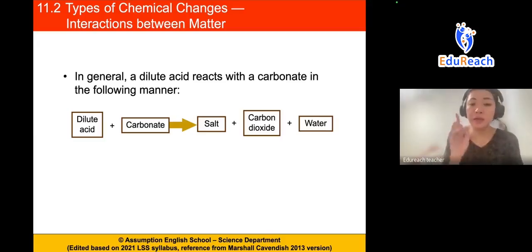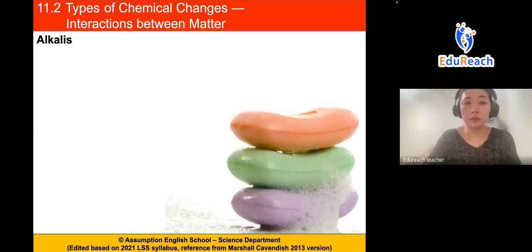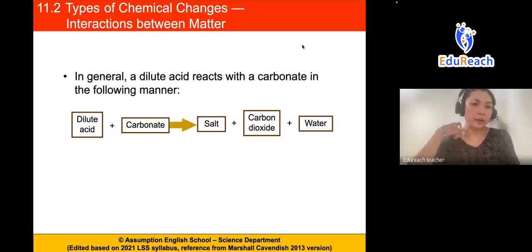So what is different and what is in common? Dilute acid and carbonate and dilute acid and metal, both of them will produce salt. It's just that metal will produce hydrogen, whereas this here will produce carbon dioxide and water. So the gas that is produced is different. And of course, this one here will also produce water. Okay, so far we have learned two different chemical reactions involving acid. Now there's a last one that involves alkalis.